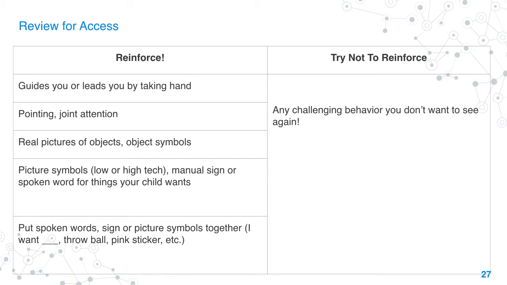So, same as before, reinforce the things we want to see, such as pointing and guiding and joint attention and using talkers or words, and try not to reinforce any challenging behavior that your child is engaging in to try and get access to the things that they want.